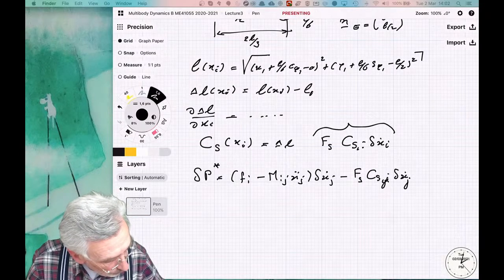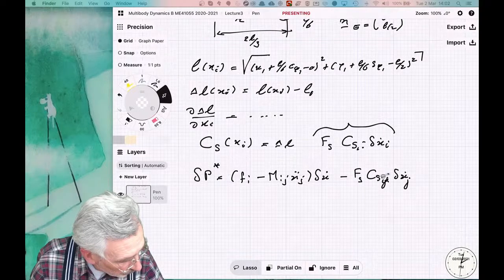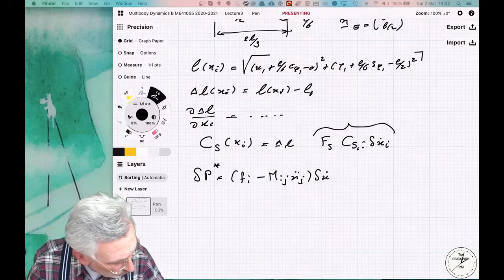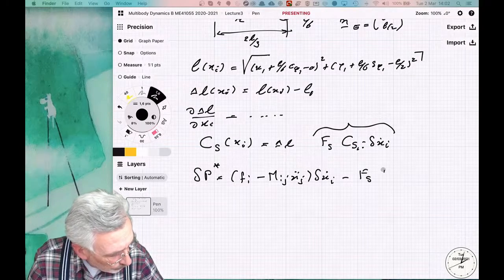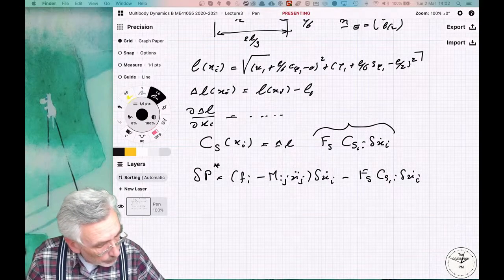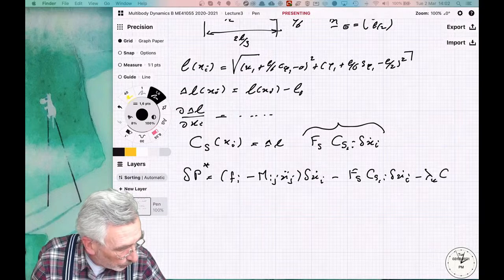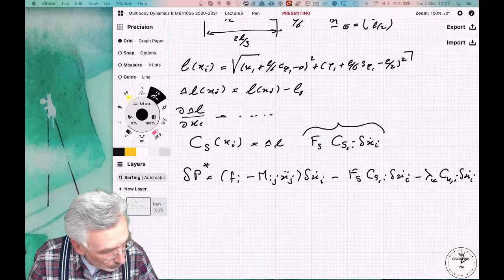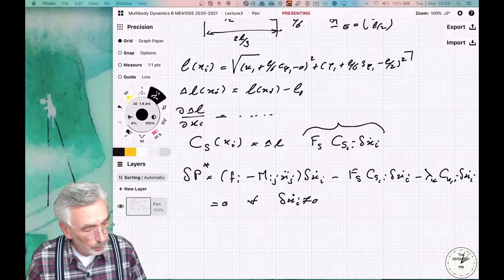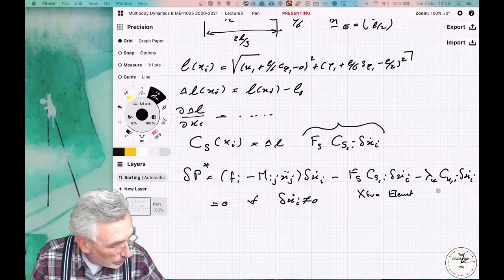No, I made a mistake, sorry. I don't know why I put a J there. Okay, minus Fs, partial derivative of S_i, delta x dot i. So those are, of course, the additional elements, the power. And then I'm going to add the constraints. And I'm going to do that also with a minus sign: lambda k, c_ki, delta x dot i. And this one should be zero for all virtual velocities, as long as they're not zero. So I've included all these extra elements, right? And these are the constraints.